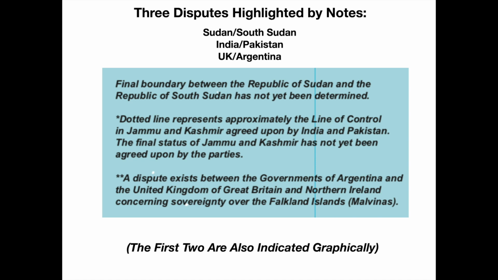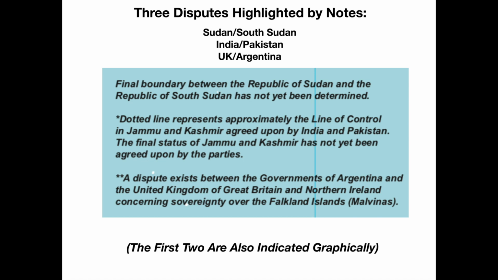So the 3 disputes that are highlighted by notes are the boundary dispute between South Sudan and Sudan, South Sudan being the newest member of the United Nations, joining in 2011. India and Pakistan, which have a number of territorial disputes, only one of which is shown, that in the Kashmir area. And then the dispute between the United Kingdom and Argentina over the Falkland Islands, or the Malvinas as they're known in Argentina.